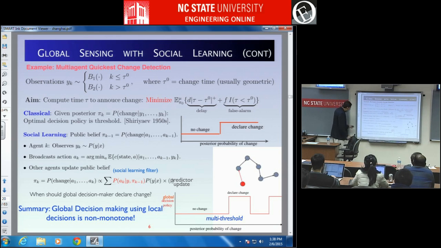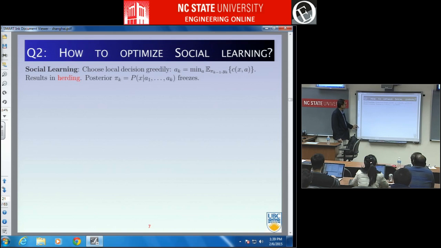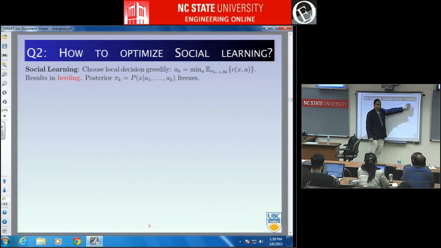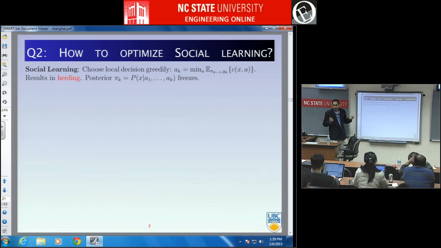I want to make one more comment on this, and that is how to optimize social learning, which also involves a type of stochastic control. What we've decided so far is that social learning results in herding because every agent greedily picks a decision to minimize its own cost. Everybody is capitalistic. That's what they do, and that's why you have this kind of herding behavior. Everybody takes an umbrella because they want to prevent their own head from getting wet. And that results in herding.